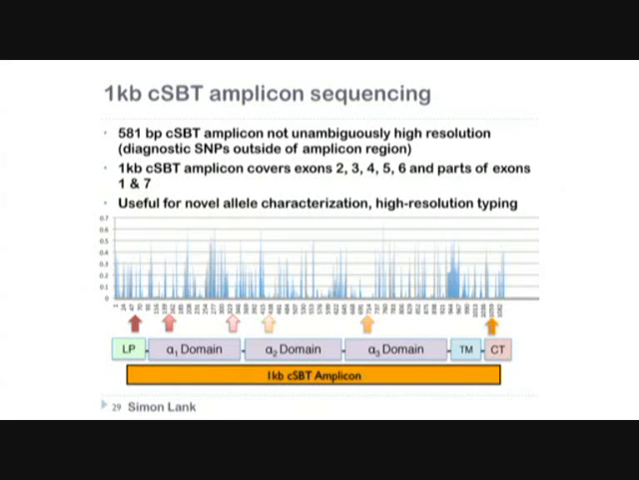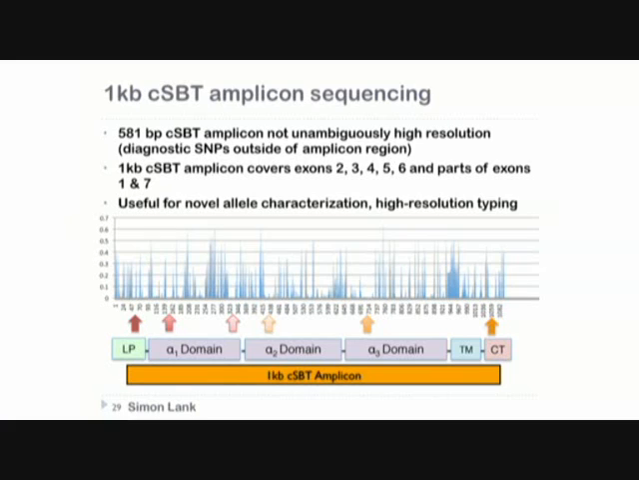Now, a limitation to this method is that this 581 base pair amplicon is not truly unambiguous. What that means is that we can get down to the 2-digit HLA type. Is someone B27, B35, with a high degree of accuracy, but we can't always resolve whether someone is B2701 or B2702, or HLA A201 or A202. In order to do that, we need more sequence coverage. We need to be able to study these sites of variability that are outside of our 500 base pair amplicon.